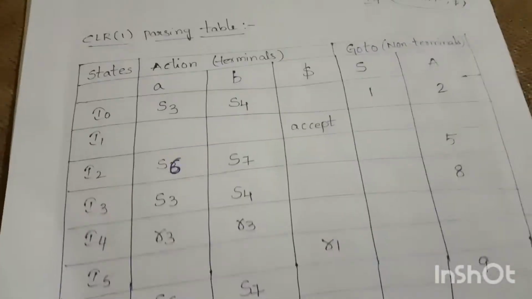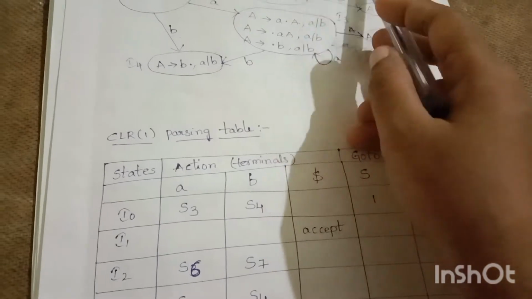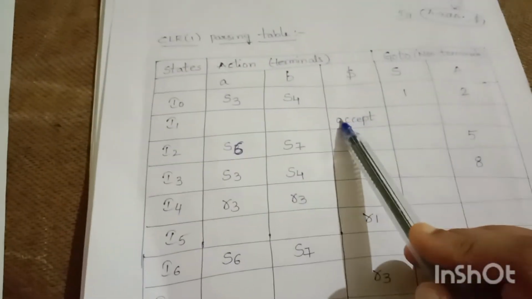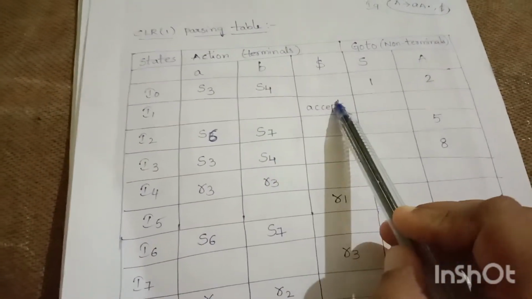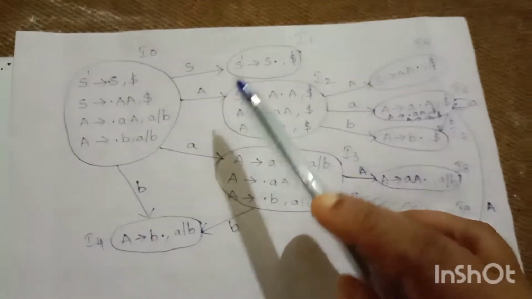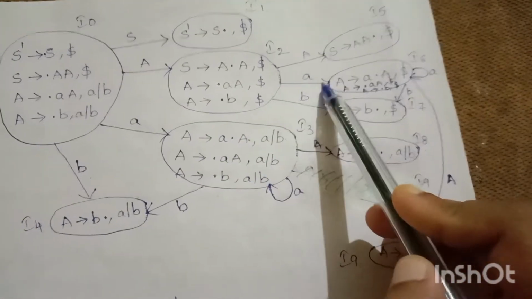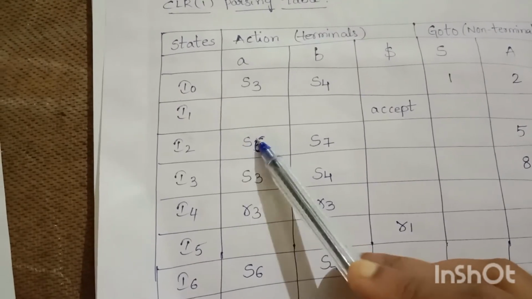And next, I1 on small a and small b, we don't have anything. And I1 on dollar, it is mandatory, you need to write accept. I1 on dollar, we need to write accept. Next, coming to state I2. I2 on small a, it is moving to state I6. So I have written S6.